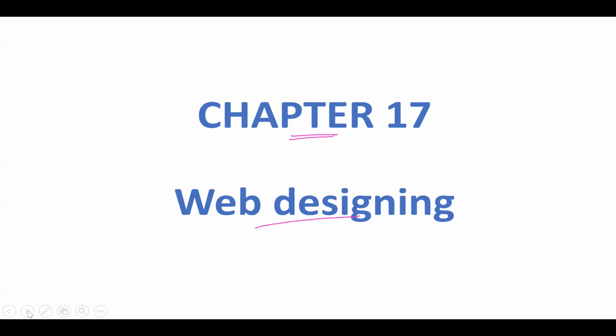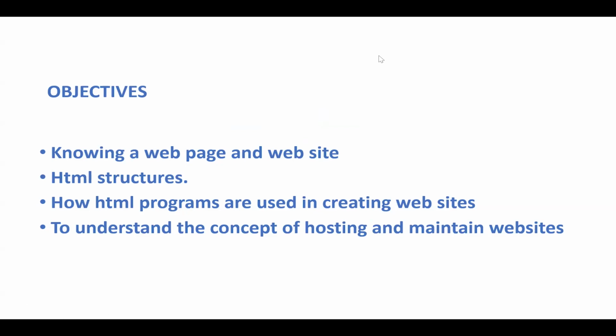Like the name says, here we'll be learning everything about web designing. So let us quickly see what are the objectives of this chapter. That is, once we complete this chapter, what are the things we will be learning about? First thing is knowing a web page and website. We will understand what is a web page, what are the components of that, and how it is interrelated to the website. We will also see what is the HTML structure.